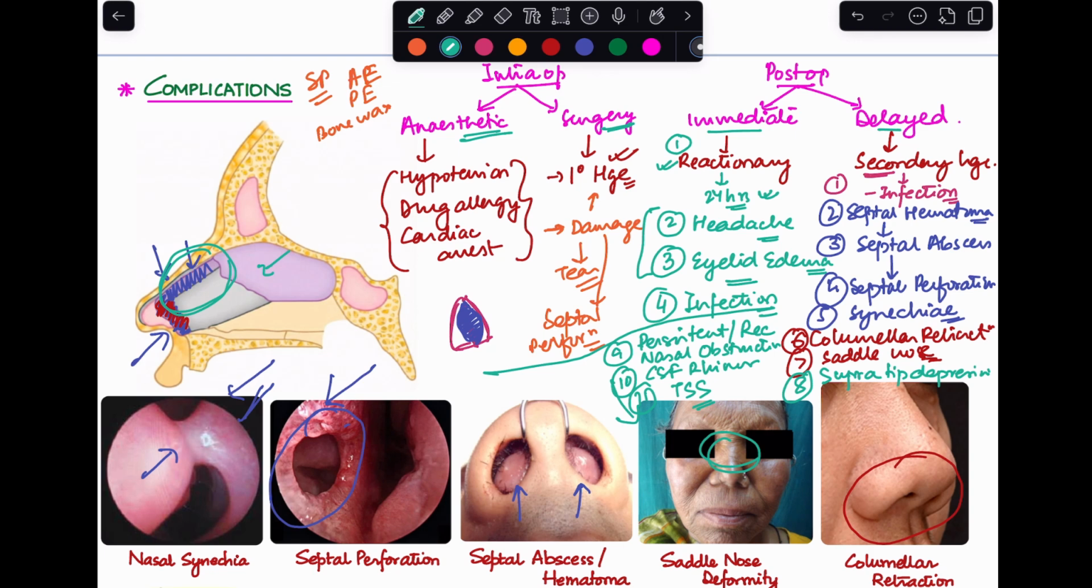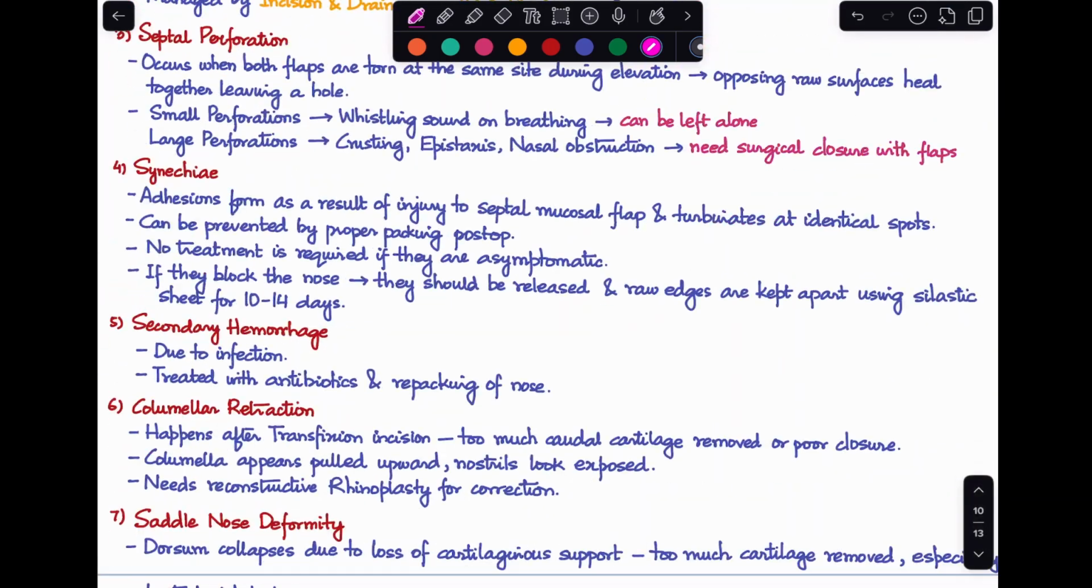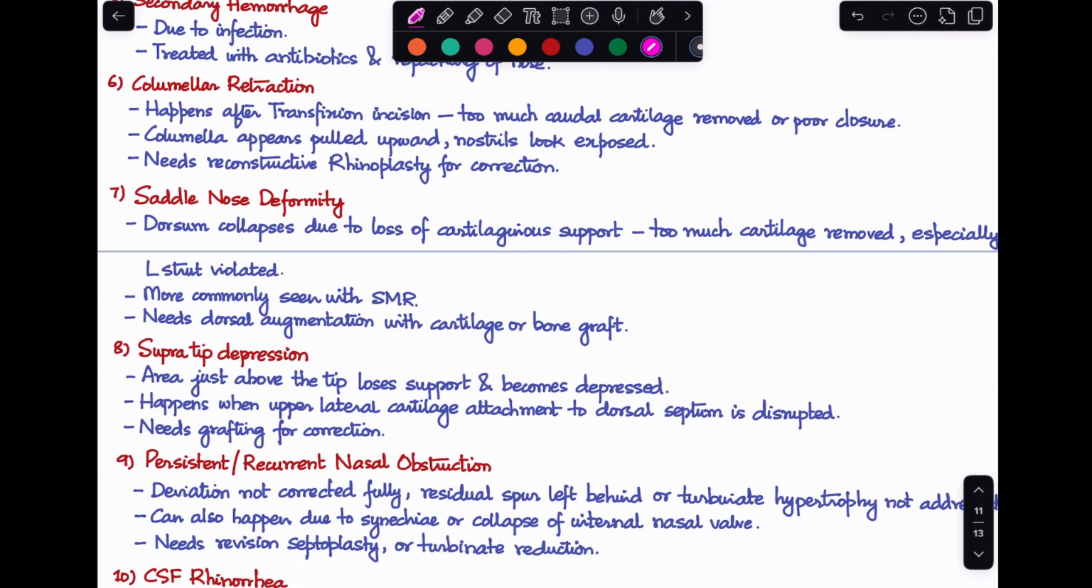I hope you have understood it, and we will approach it in a very systematic manner by dividing it into intraoperative and postoperative complications, where intraoperative itself can be due to anesthesia, due to surgery, and postoperative can have immediate and delayed complications. So these were all the different complications of septoplasty.